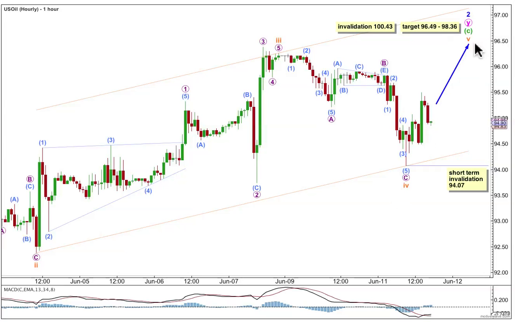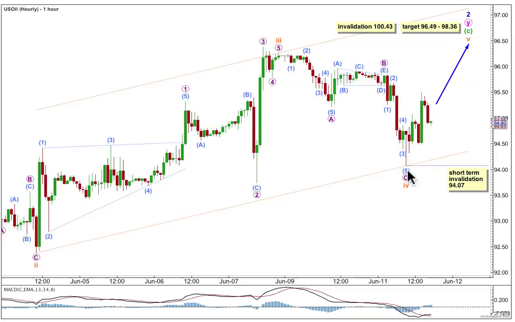Within the final fifth wave, no second wave correction may make a new price extreme beyond the start of its first wave. Movement below 94.07 would invalidate this wave count. One word of caution though: we could be getting closer towards the end. This is a final fifth wave of the final C wave of the final second zigzag in the double, which is getting really close to completion.